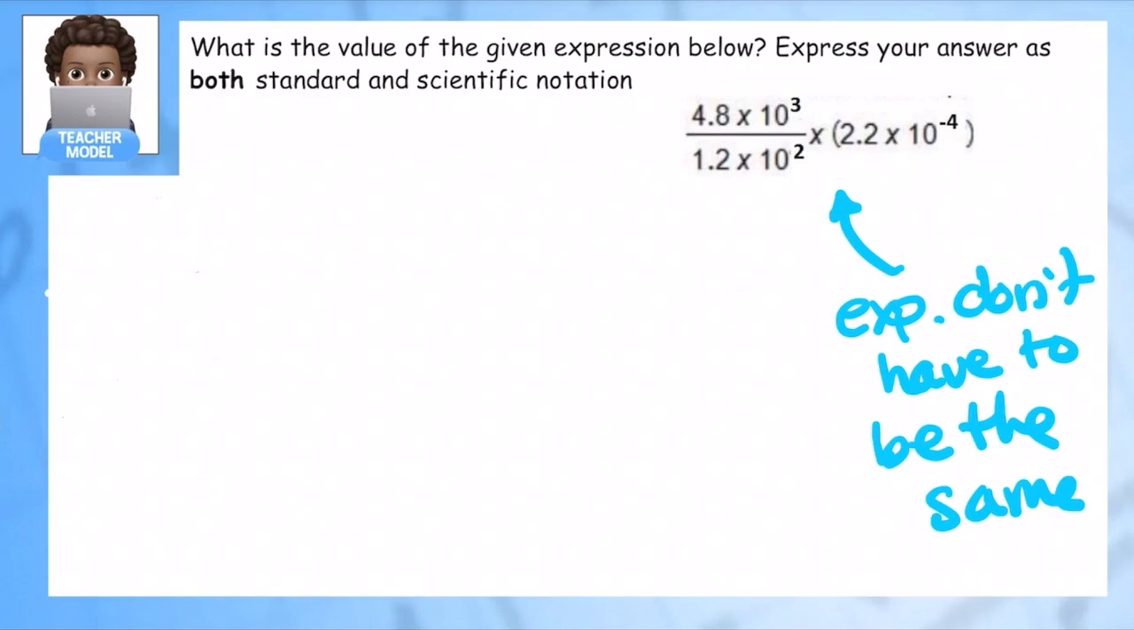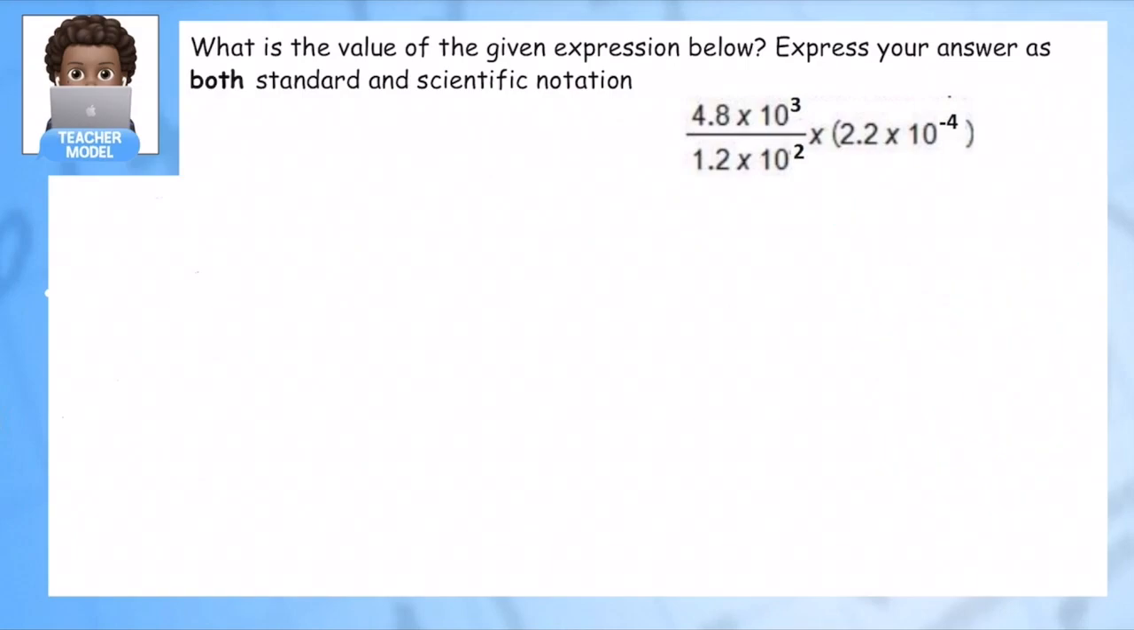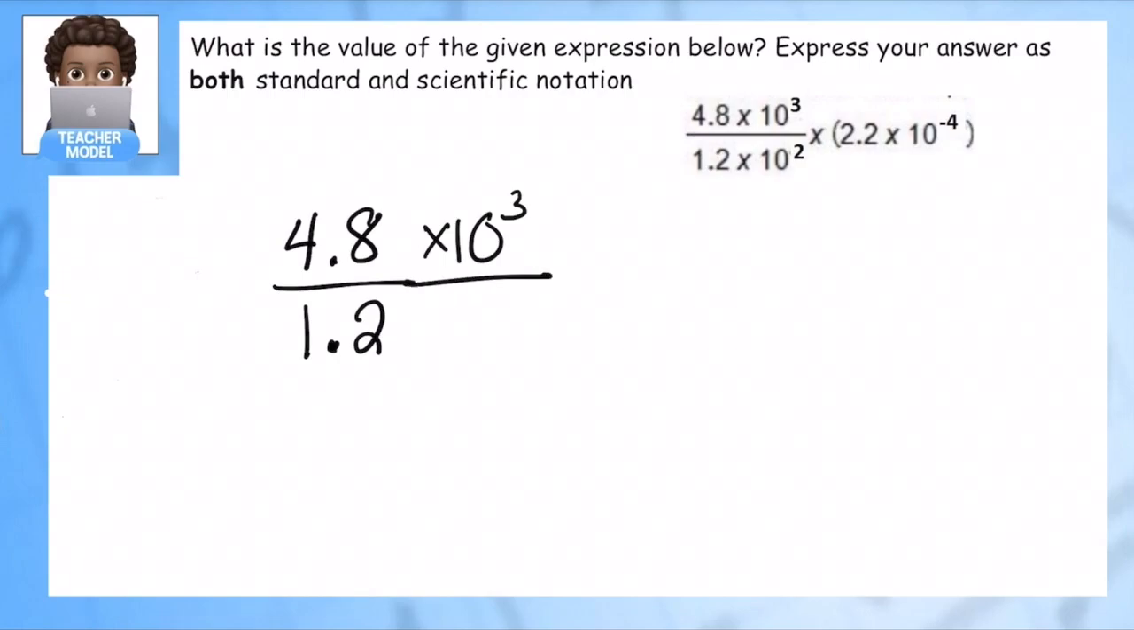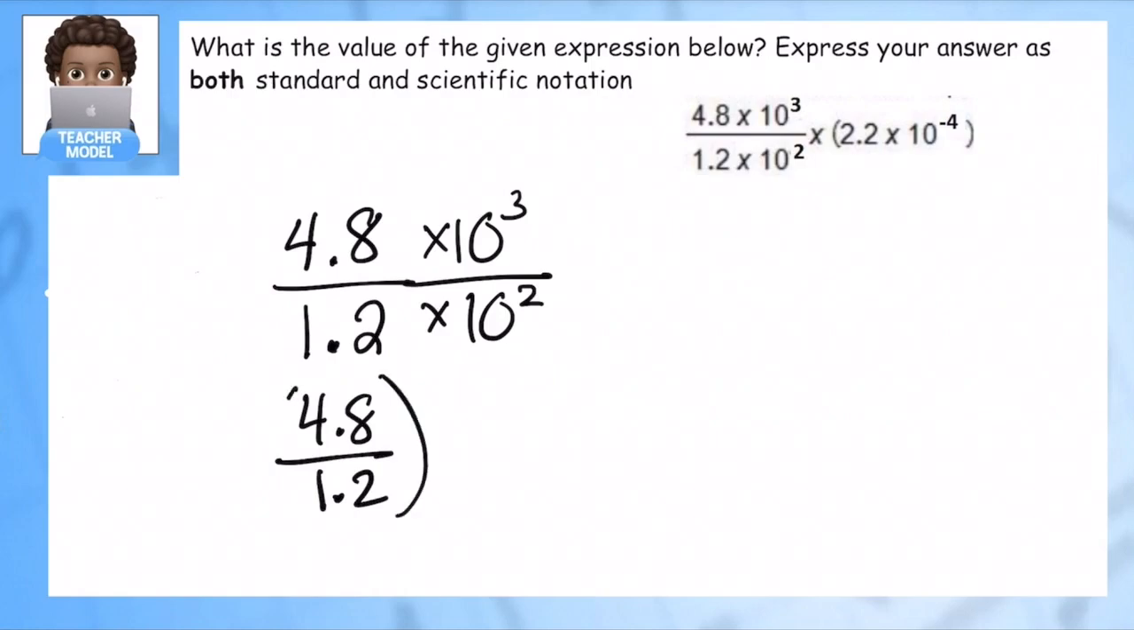We're just going to use these two rules. So let's go back to this problem. And I'm just going to use my order of operations. And that means I'm going to do my division first. 4.8 divided by 1.2 times 10 to the third and times 10 to the second. So I'm just going to rewrite this, and I pretty much know I have 4.8 divided by 1.2 times, and in this case, I'm just doing 3 minus 2, which is just going to give me 10 to the first power. That's it.